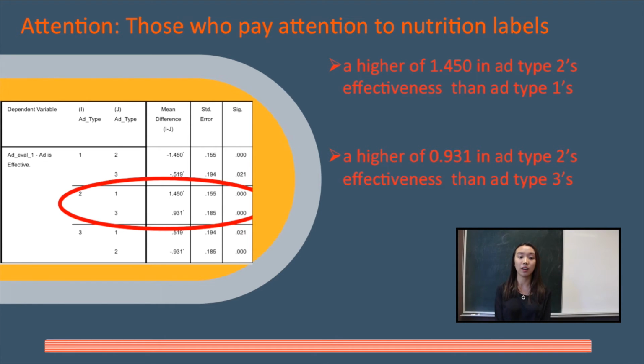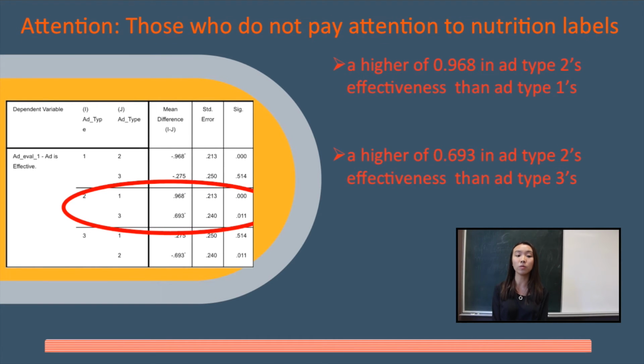A similar test was done for those who do not pay attention to nutrition labels. The Tukey test results again highlight a higher 0.96 in effectiveness score in ad type 2 than type 1, and a higher 0.692 in effectiveness score in ad type 2 than type 3. To conclude, both the respondents who pay attention to nutrition labels and those who don't find ad type 2 more effective on average according to the results.